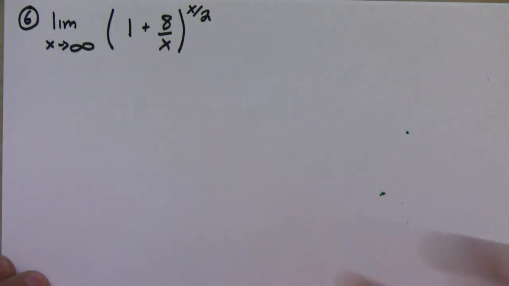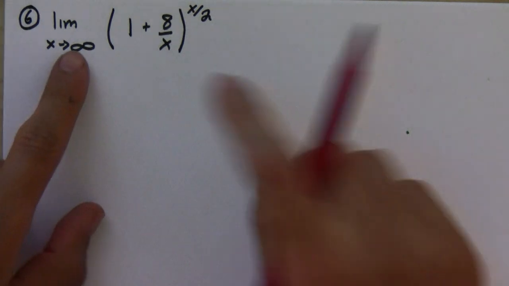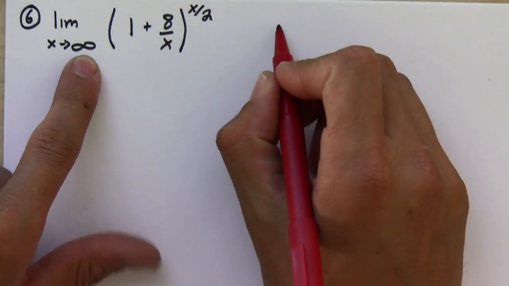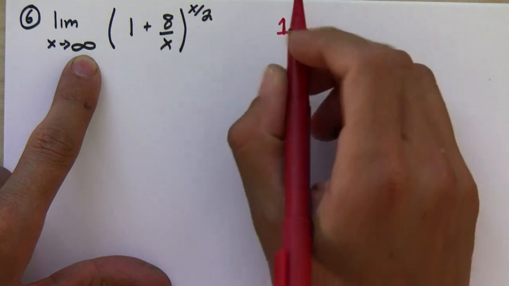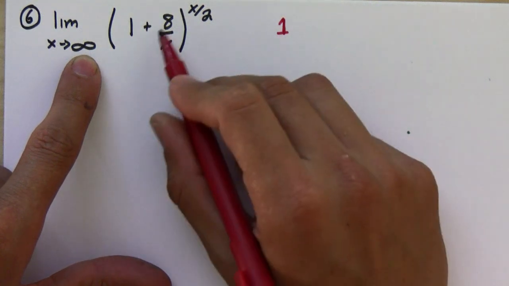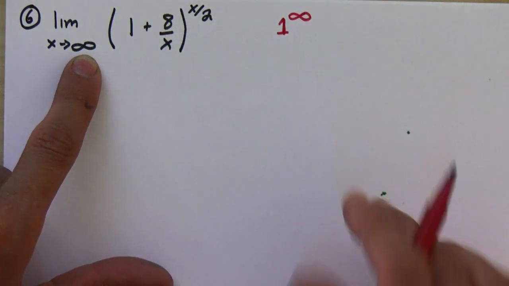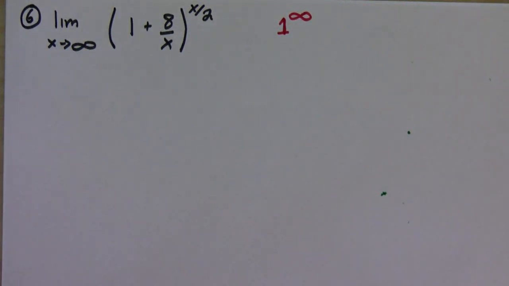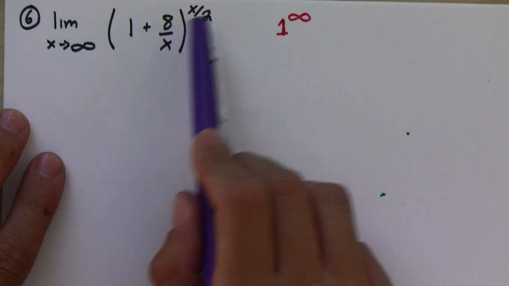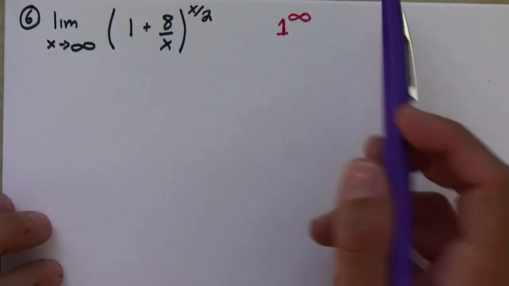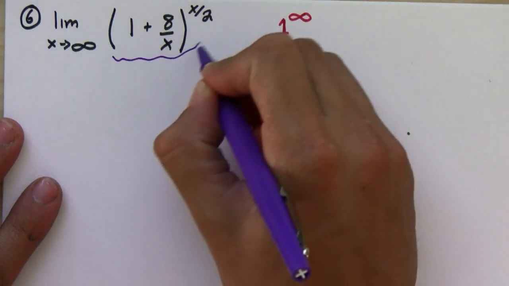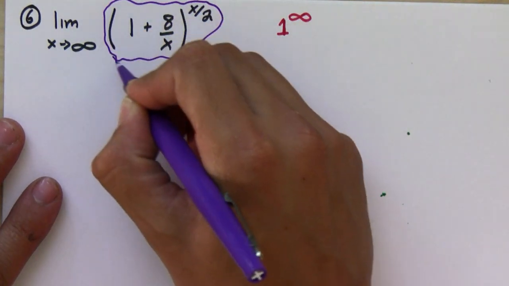Okay, so in this problem, again, as usual, we're going to plug in the infinity and see what we get. This is very similar to the one we did before, problem number 5. We're going to have 1 going to infinity, and this is an indeterminate form. Remember that since we have a function being raised to another function, what we want to do is use natural logs to help us figure out what's going on.